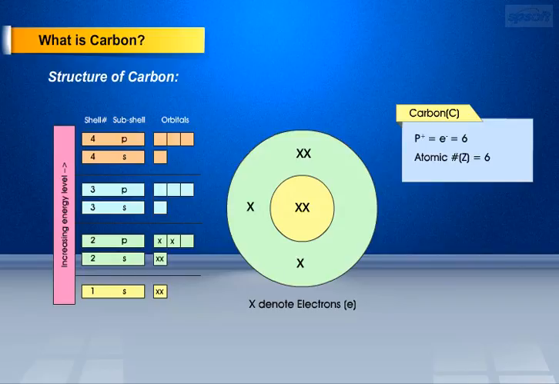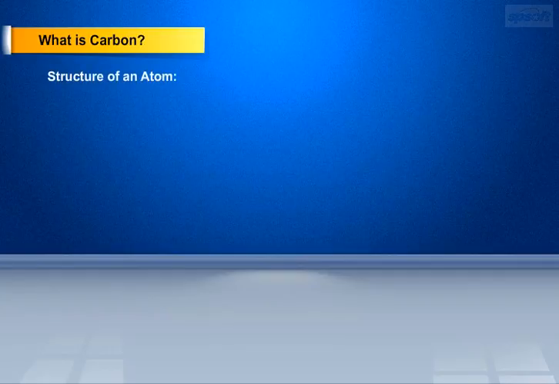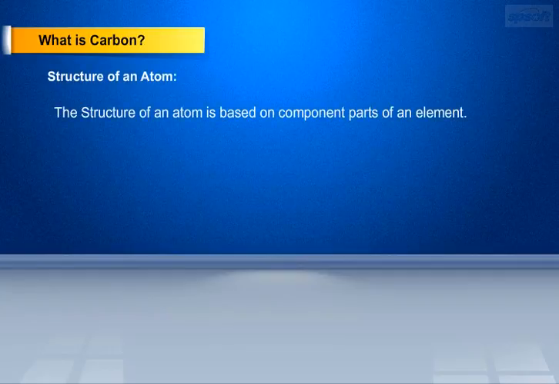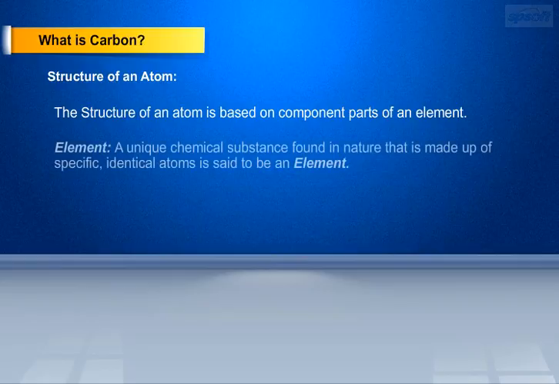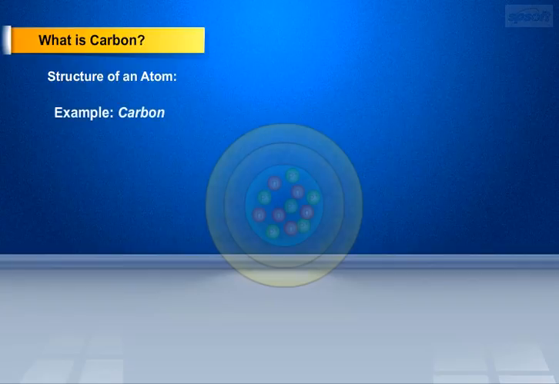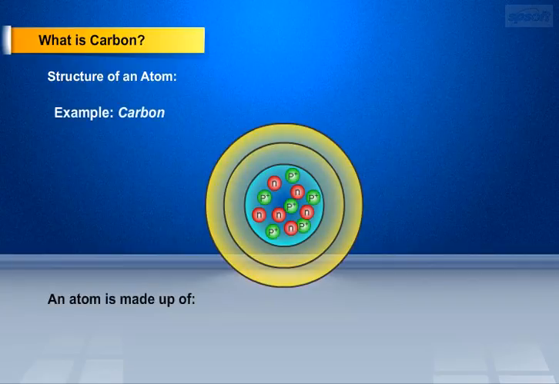To know about the structure of carbon, first we need to know about the structure of an atom. The structure of an atom is based upon the component parts of an element. A unique chemical substance, found in nature, that is made up of specific, identical atoms is said to be an element. An example of an element is carbon. An atom is made up of protons, neutrons, and electrons.